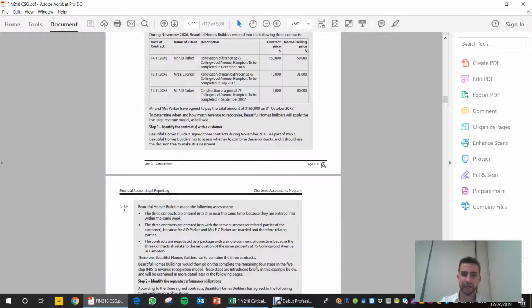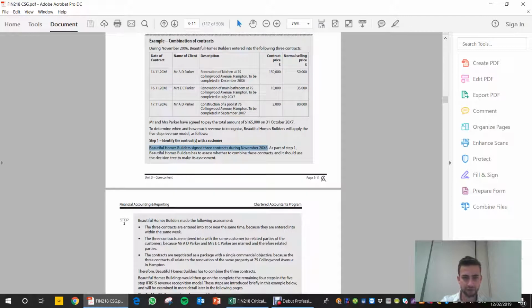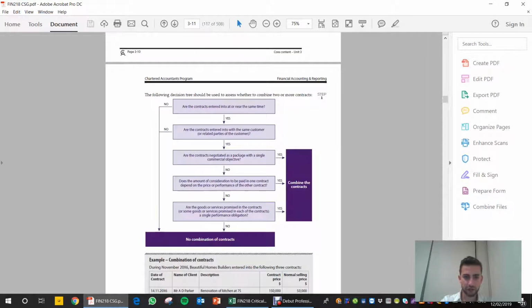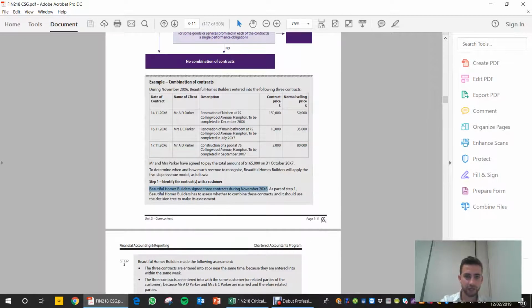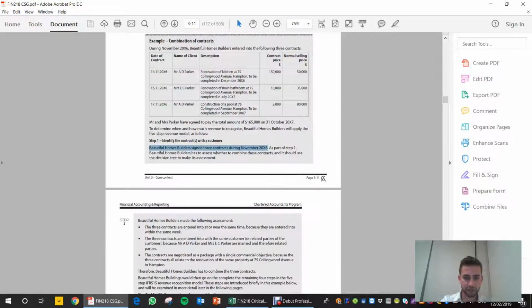So first of all, go through the usual steps. Is there a contract? Yes. They signed 3 contracts in November 2016, so that's a very similar date. That's the first point in the flow chart: are they entered into at the same time? Are they entered into with the same customer? It's all Miss A.D. Parker and a spouse or related party of this person. So yes, they're all related. They're married, therefore related parties.